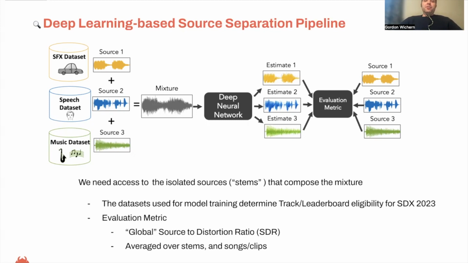And this is a typical source separation pipeline, whether you're working on music or speech. The datasets of isolated sources change, but the process is the same. The mixture goes through a deep neural network, and you estimate the different sources you're interested in. In our case, a sound effects track, a speech track, and a music track. Then you compare those to the ground truth sources that actually created the mixture using some type of evaluation metric. During training, you backpropagate the error through your deep neural network, and that's how you train.